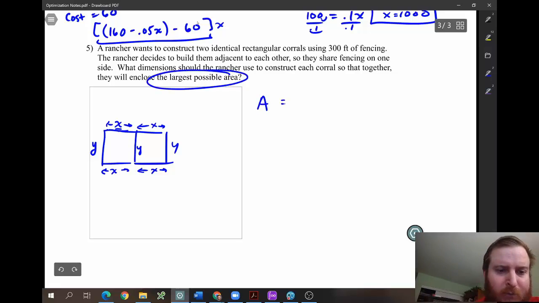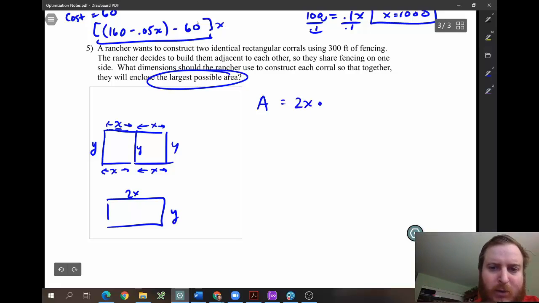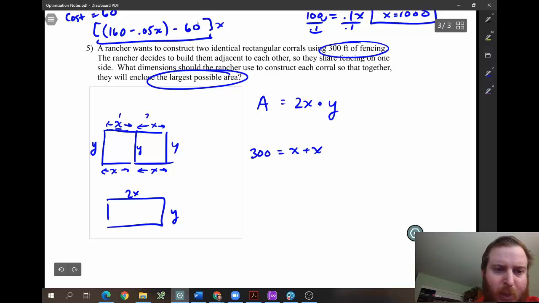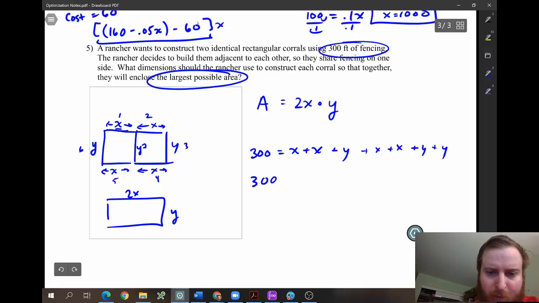Well, our area would actually be, the overall rectangle would be 2x and y. So our area would be 2x, that's our width, or our length, times our height, y. So that's what we're trying to maximize. We're trying to maximize the area. Now, our supporting equation, since we have 2 variables, is the 300 feet of fencing. That's the perimeter. So 300 would be equal to x plus x, if I start here, plus y each side, plus x plus x plus y plus y. Or if you simplify that, there were 4 x sides and 3 y sides.